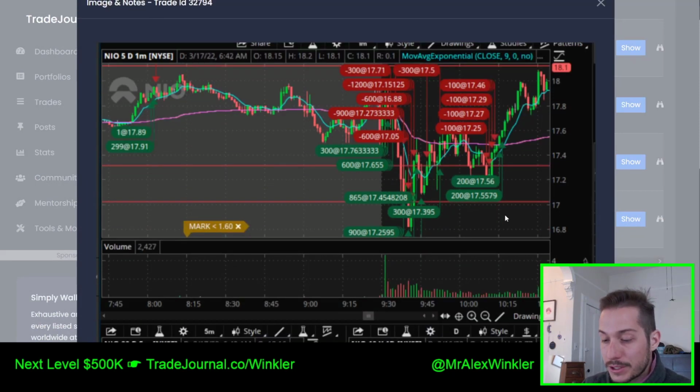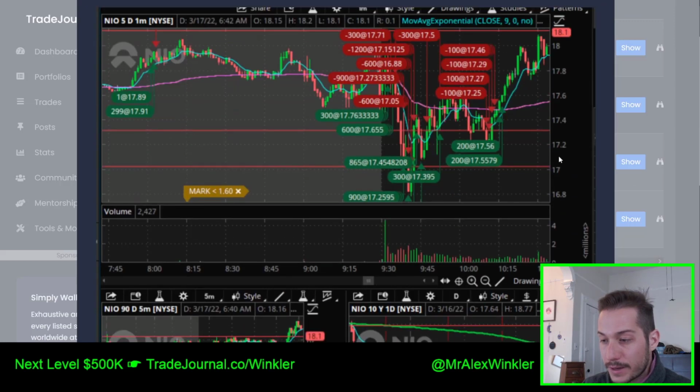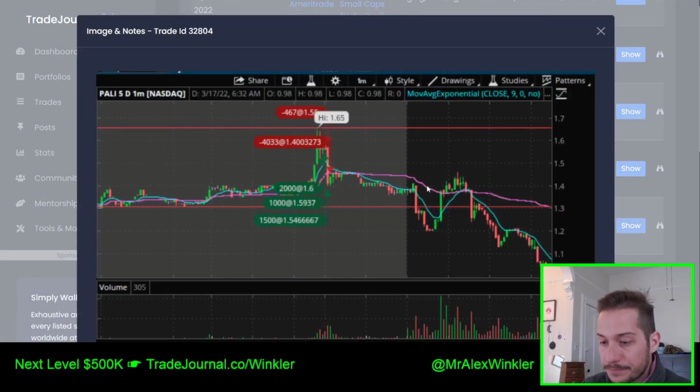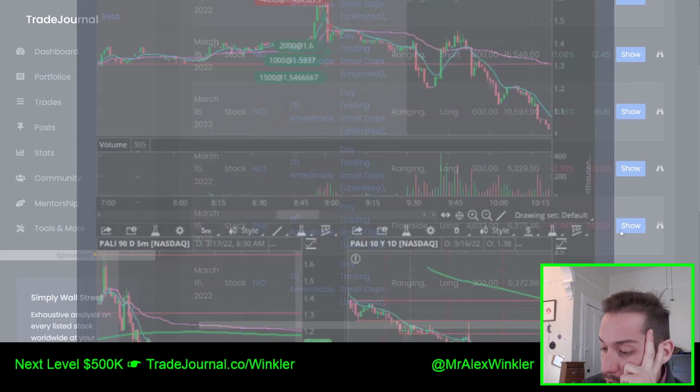NIO, I'm doing a bunch of stuff that I should not be doing. That's a fact. And actually, once it does break above VWAP, I'm not even trading it. So finally, I should be trading it. I'm not. Stressful. PALI. This was actually an honest mistake.